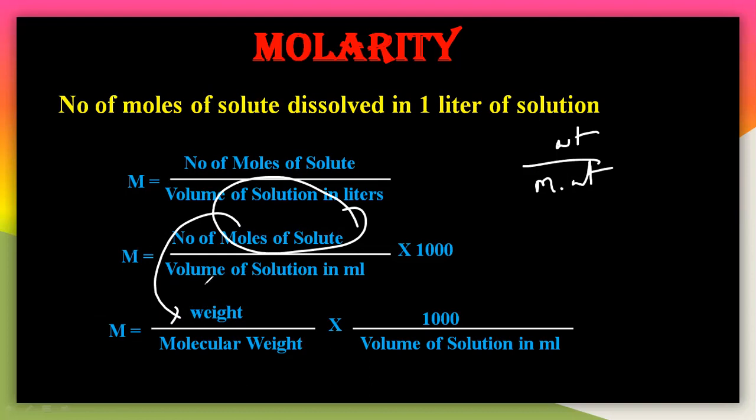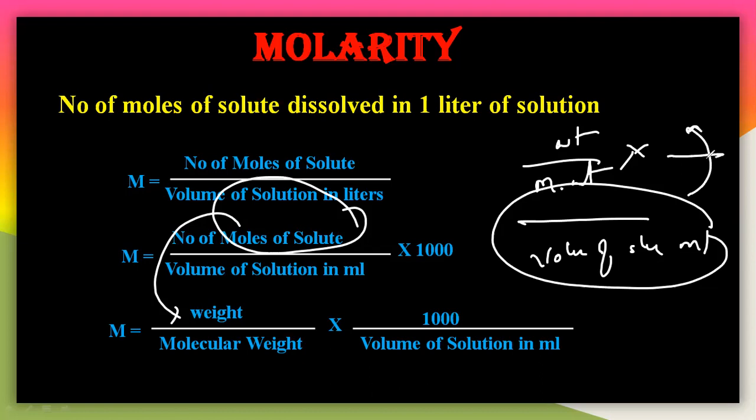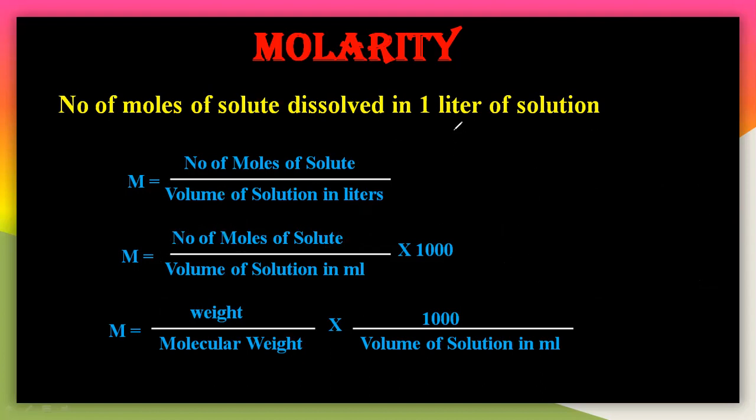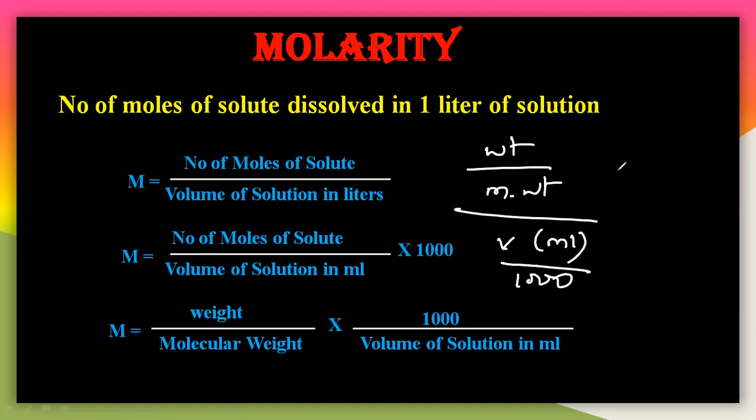Now here again the volume of solution in ml is there. When you do the multiplication like this, this one will go upside and this one will go downside, because here 1000 is there. So actually the formula is number of moles of solute, that is weight by molecular weight, divided by the volume of solution. If the volume is in ml, then divide with 1000, so you can multiply like this, 1000 by V in ml.